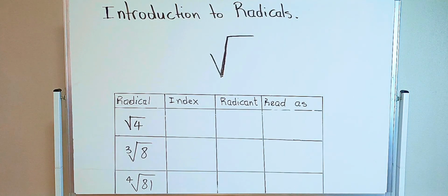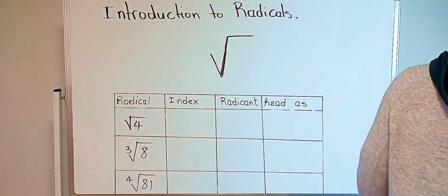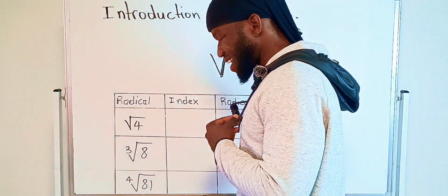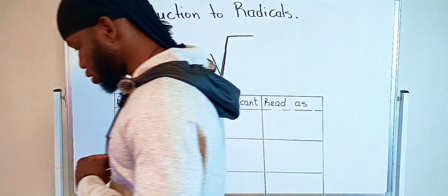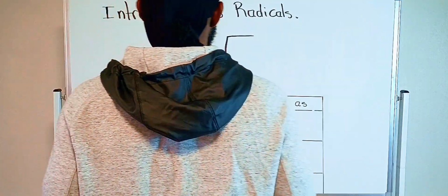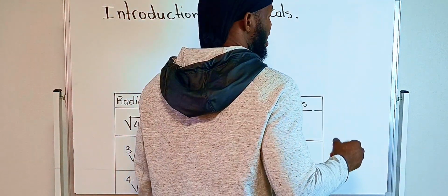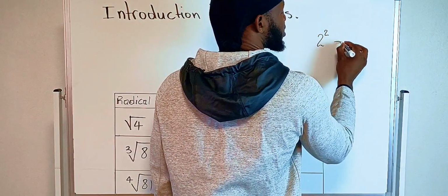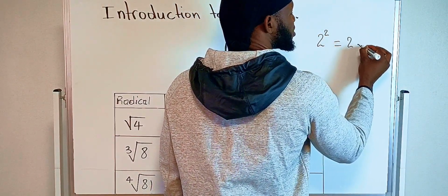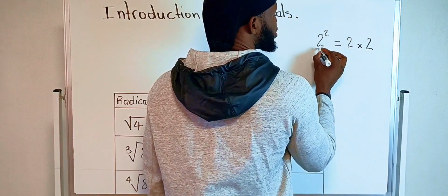Of course, you know that the exponent shows how many times the base is going to be used as a factor. Let's say 2 squared is 2 multiplied by 2. That means the base, which is 2.